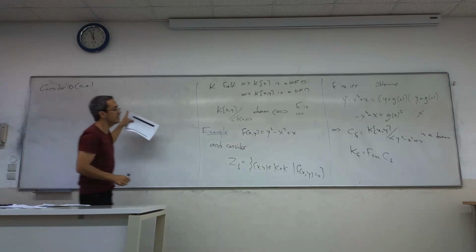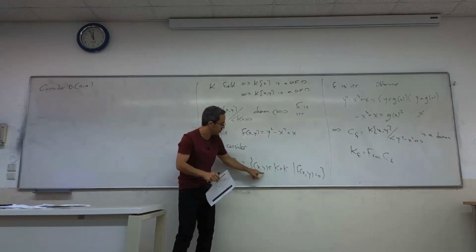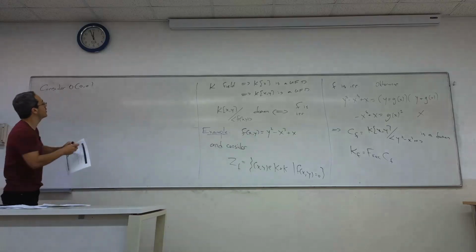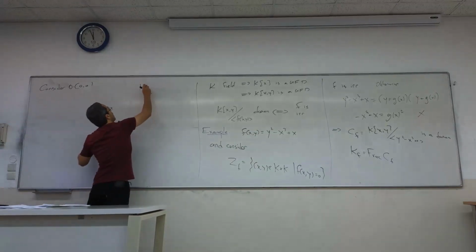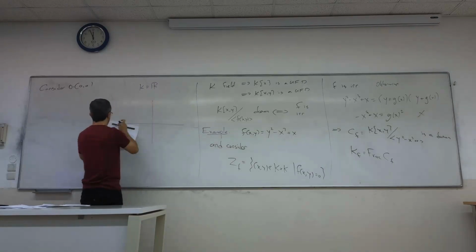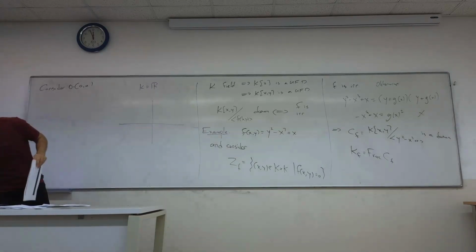That point is on the curve, right? 0, 0 satisfies this equality, so it's a point on the curve. And actually, if you want, for K equals R, you can draw this curve. It's a very famous one. It looks like this.